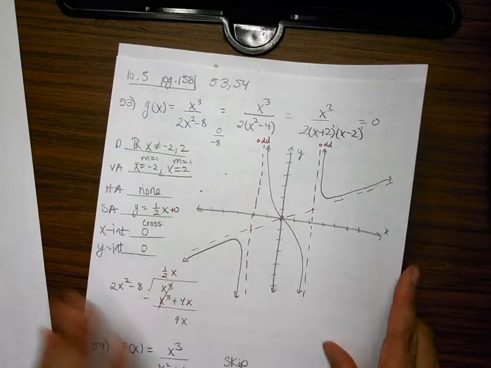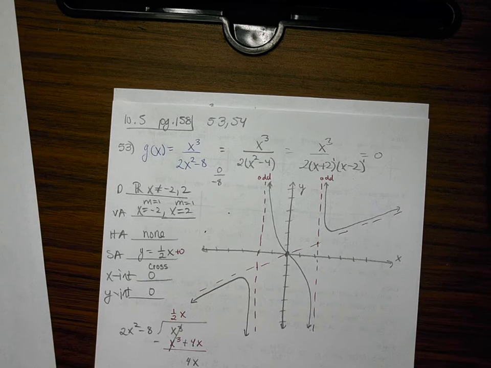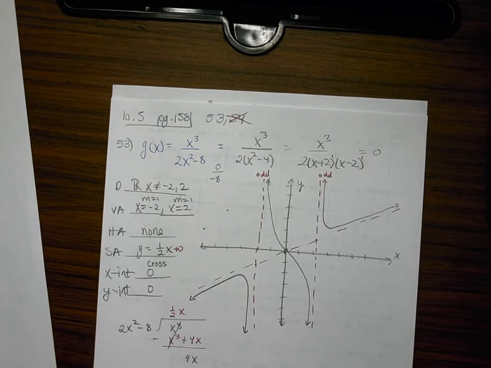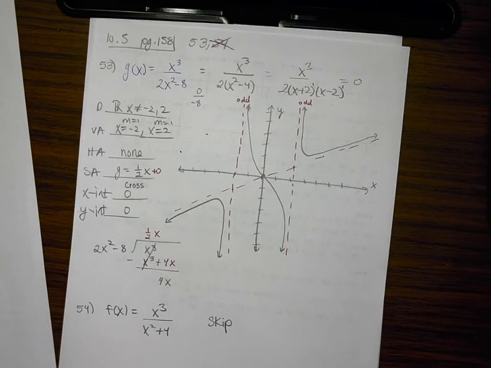53, something like that, you will have to worry about. 54, you can just cross out, skip, do not worry about. All right, that is it for these homework questions.